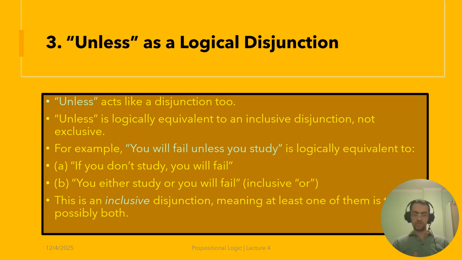B. You either study or you will fail. Here, "or" is used in the inclusive meaning. This is an inclusive disjunction, meaning at least one of them is true, and possibly both of them can be true at the same time.